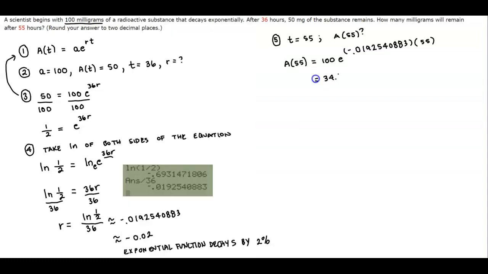So the answer is 34.68 milligrams that will remain after 55 hours.